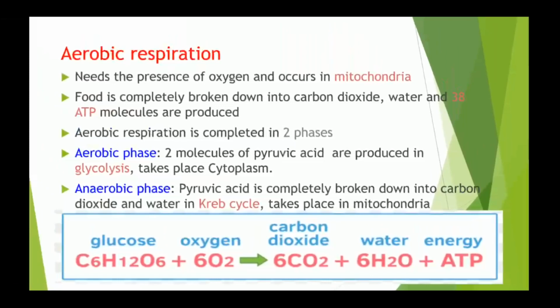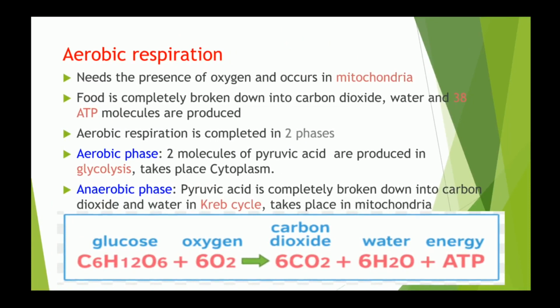So glucose and oxygen produce carbon dioxide, water, and energy. How many ATP molecules are produced? Remember, 38 ATP molecules are produced at the end of aerobic respiration. In which organisms does this aerobic respiration take place? It takes place in all higher organisms, including plants and animals, and we human beings also.